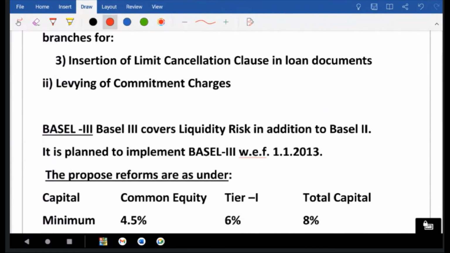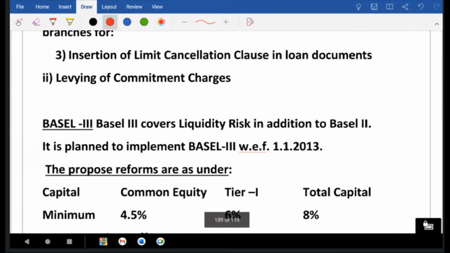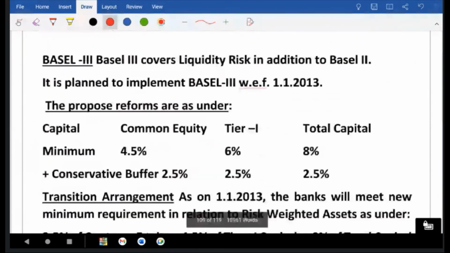Okay. And moving ahead, we have arrived at Basel 3, Basel 3 on liquidity risk. It was planned to implement Basel 3 on 1st January 2013.